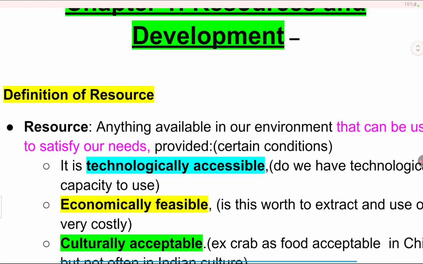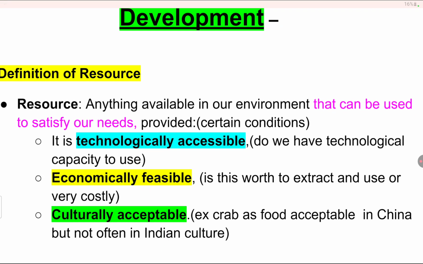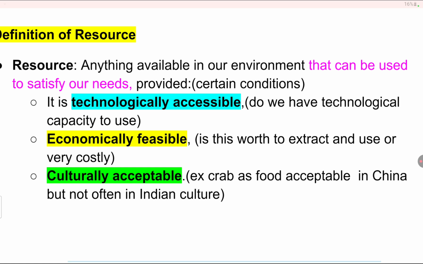What is resource? Anything available in our environment that can be used to satisfy our needs is called resource. However, all materials are not considered as resource. There are certain conditions. These are technological accessibility, economic feasibility, and cultural acceptability.